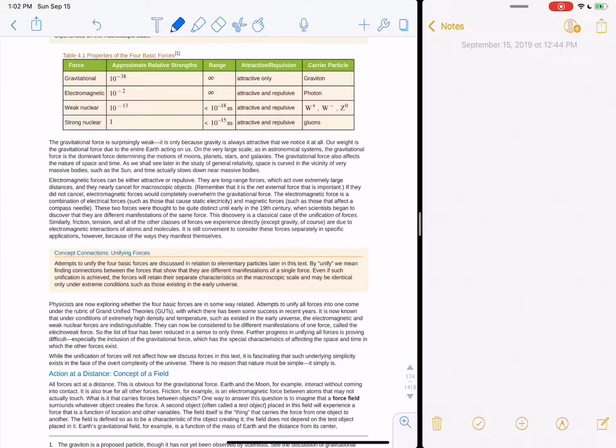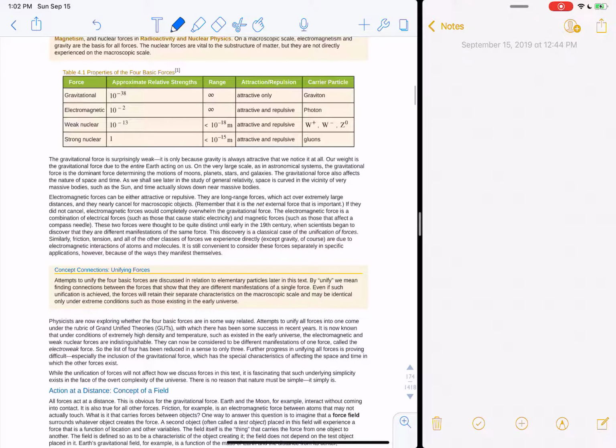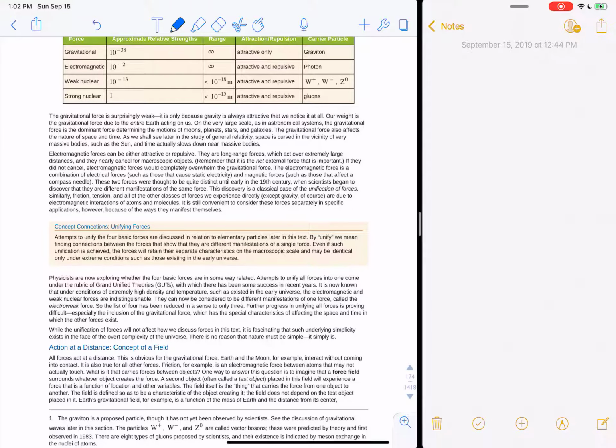The carrier particle: we think of the graviton as causing gravity. The graviton has not been discovered, probably will never be, maybe. It's so small, it's just so hard to measure. We might be able to infer it somehow. For electromagnetism, the photon is the particle that does all that. These W and Z bosons are special particles that allow a proton to turn into a neutron, for example, and emit a neutrino and an electron. And the gluons are the particles that glue the nucleus together.